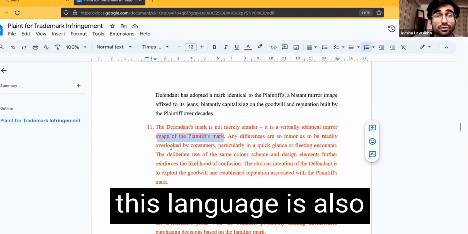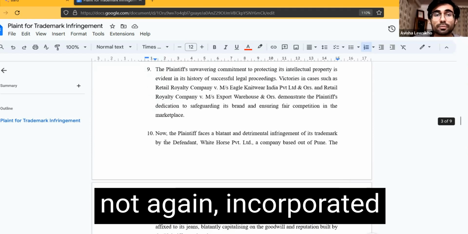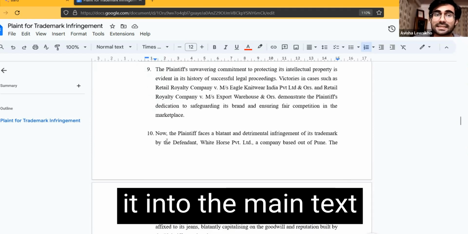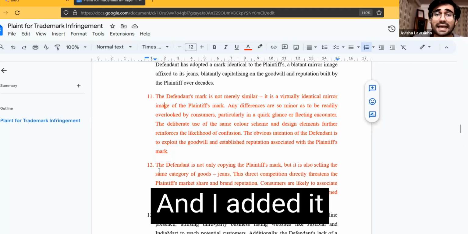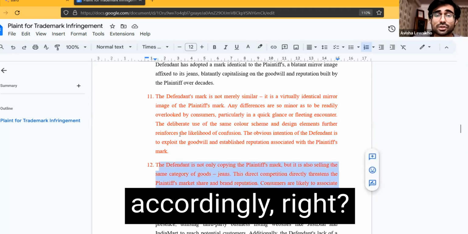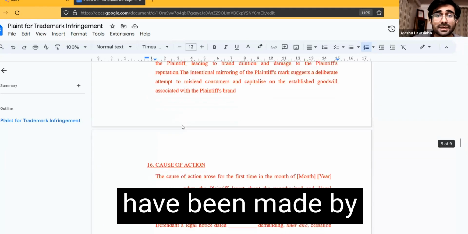That is what, again, this language is also something which Bard has generated, but it has not, again, incorporated it into the main text that it sent me earlier. Where exactly should this language fit? And I added it accordingly, right? So these all additions have been made by me.